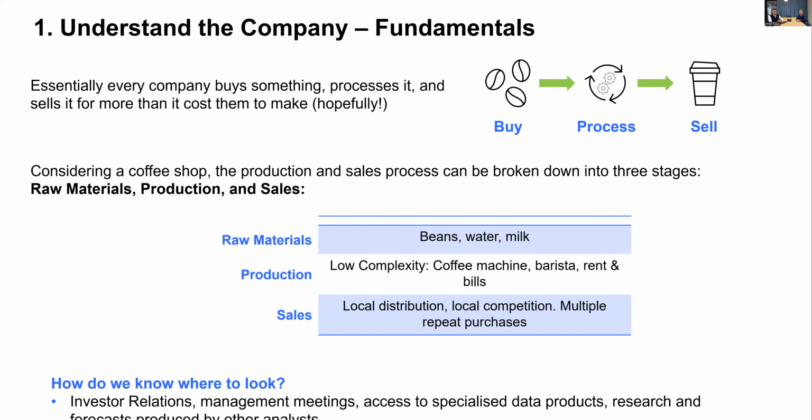So as well as those raw materials, so the beans and milk, and the operating expenses, so the barista and the machine, we have to think about the sales that this business is going to make. So is it operating locally? Are there any other coffee shops in the area? Who's the competition? Is there a more conveniently placed coffee vendor for the customers? Is there one by a train station, for example, with lots of commuters?